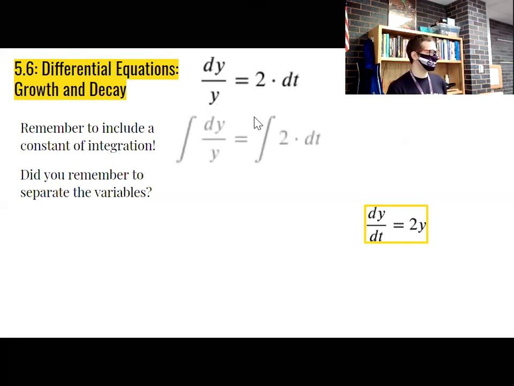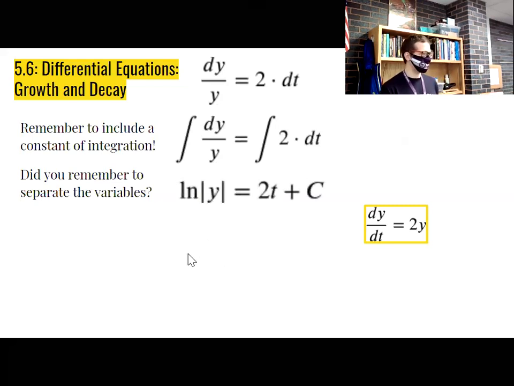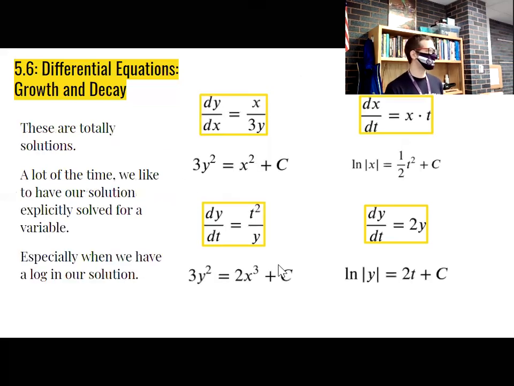All right, now that I have that, let's integrate. Remember, always look at the differential to see what the variable is you're integrating with respect to. In this case, again, I get natural log of the absolute value of y equals 2t plus c. Boom. So there's a little more to this.